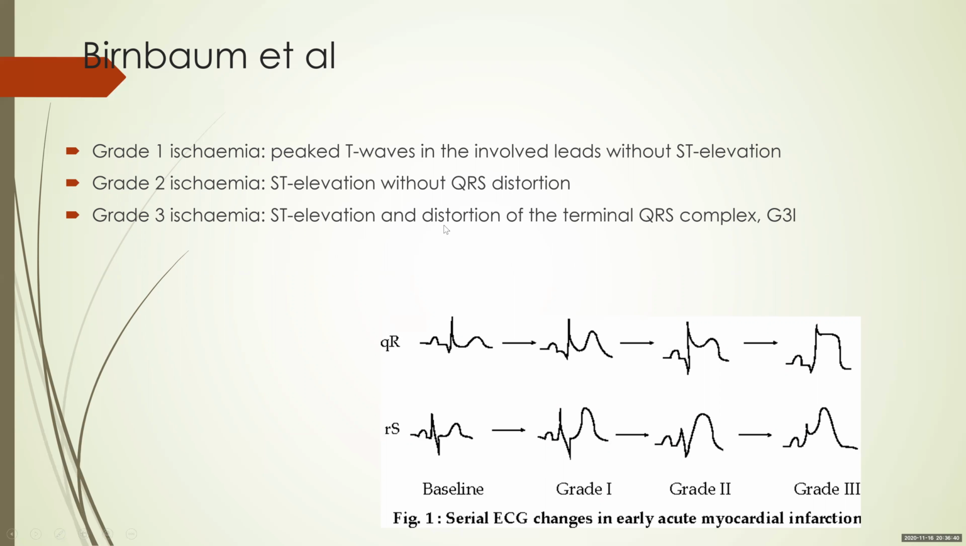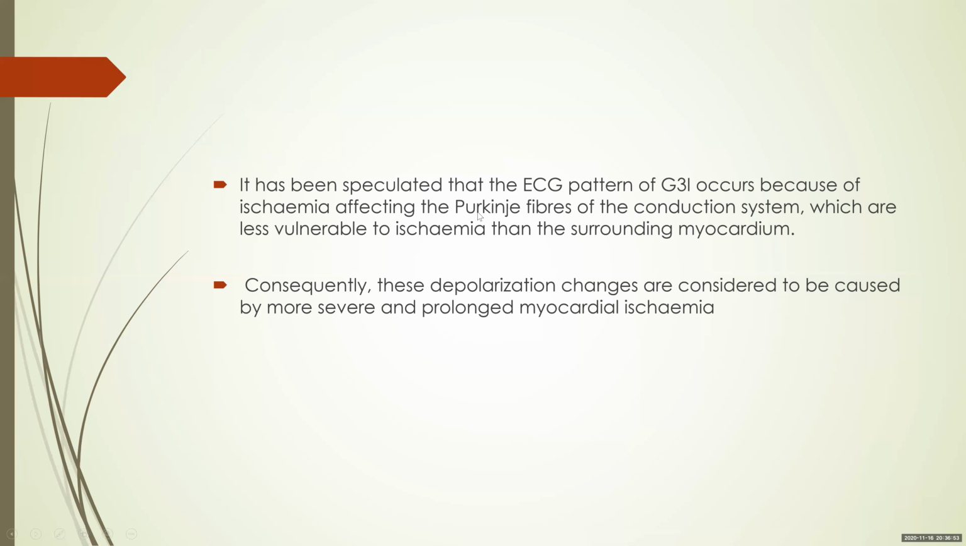Grade 3 is ST elevation with distortion of the terminal QRS complex. This is when the descending limb of the R wave starts to get obliterated, and so there's a distortion of the QRS complex. So this is grade 3 ischemia. The importance is that the Purkinje fiber is involved. The Purkinje fibers are the most resistant area to ischemia, and involvement of it suggests a bad prognosis.